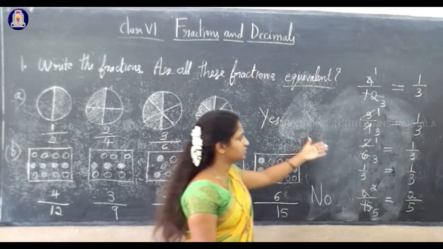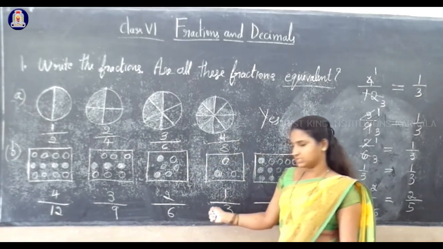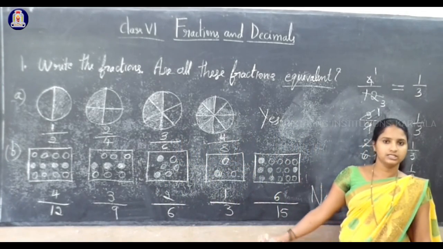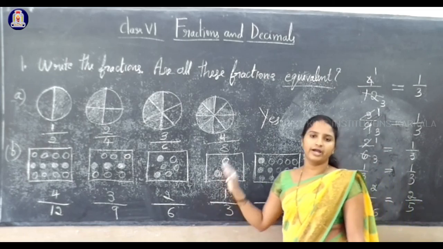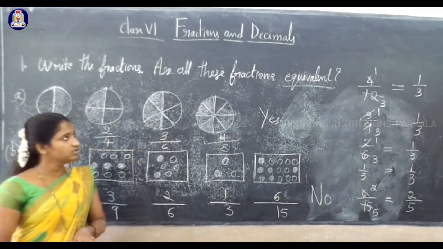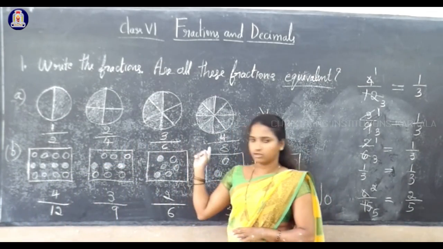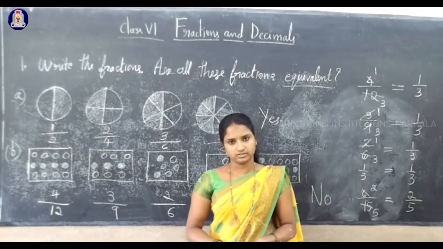Clear? So how can you check? You have to simplify. Directly if you observe this, you cannot say whether these are equivalent fractions or not, isn't it? So first you have to simplify, then check whether the given fractions are equivalent or not. In the first figure all the fractions are equivalent, the second is not. Yes, thank you.